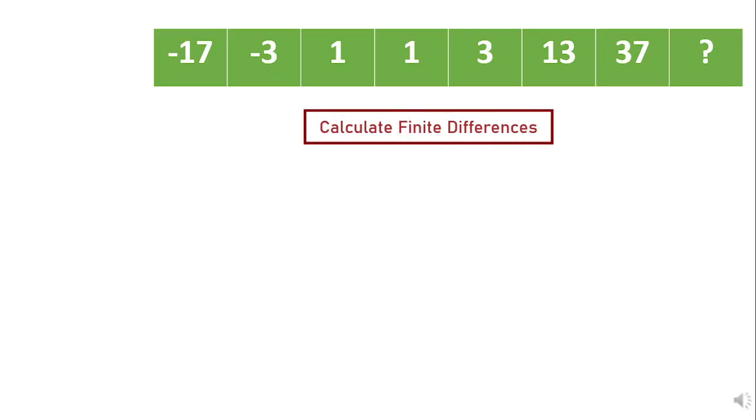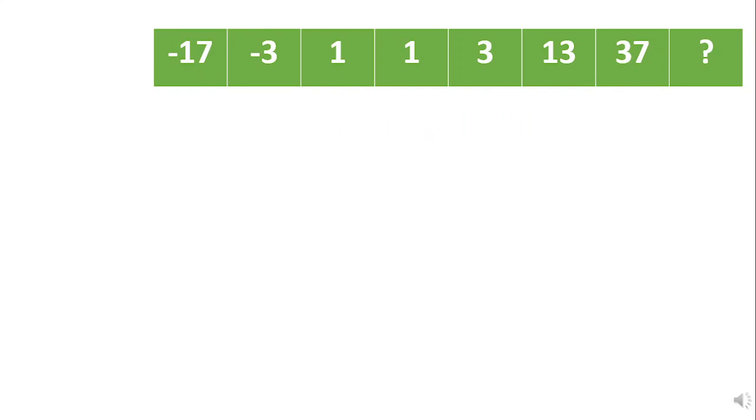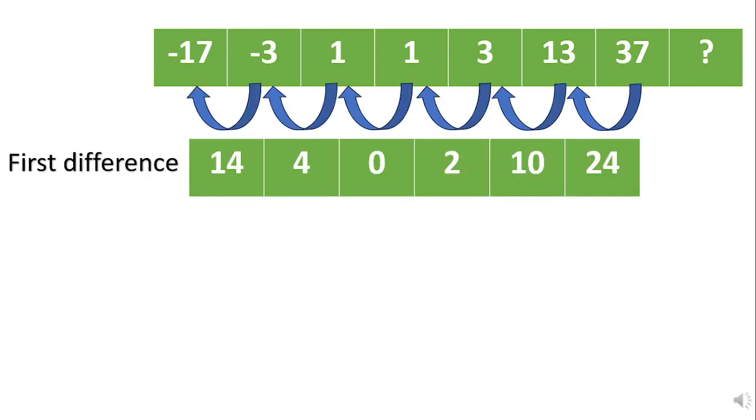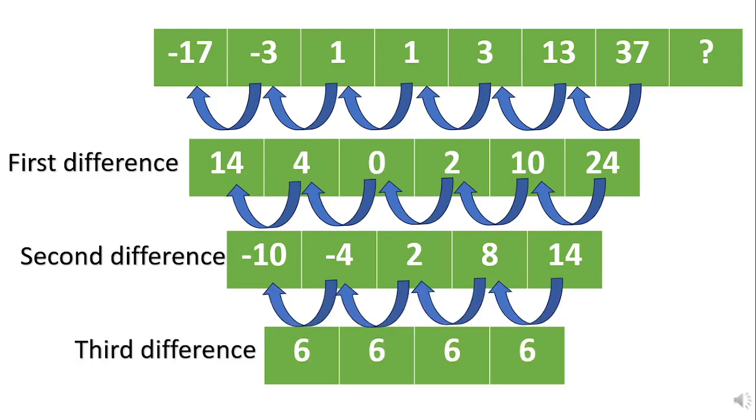We have to keep on finding finite differences until they become constant. The finite differences are differences between consecutive values in this sequence. We start by finding the first difference. It is not constant. We then find the second difference and then the third difference. The third difference is constant, so we finally stop the process.